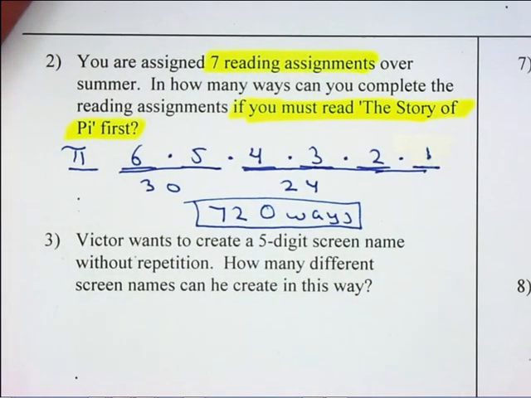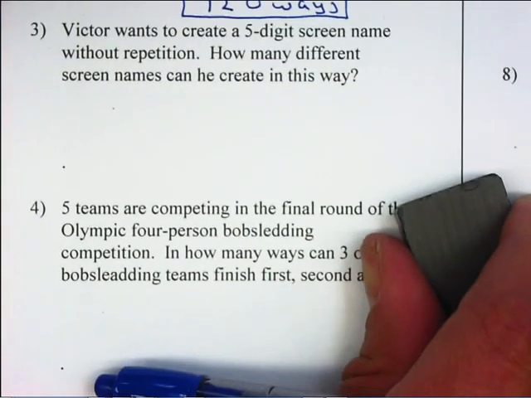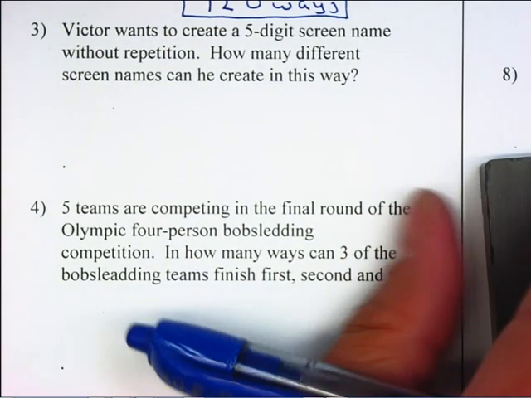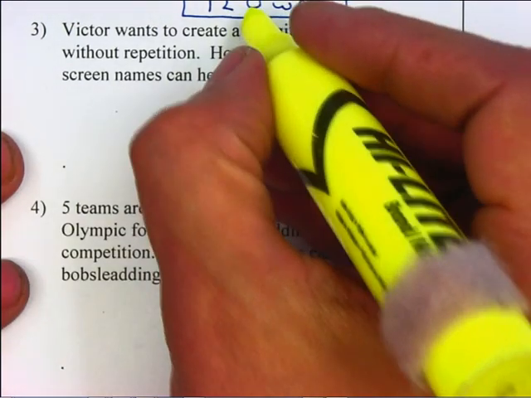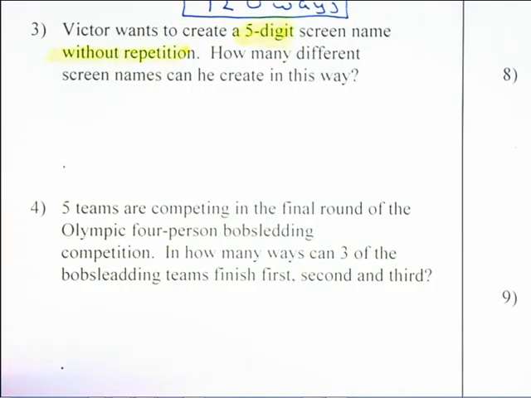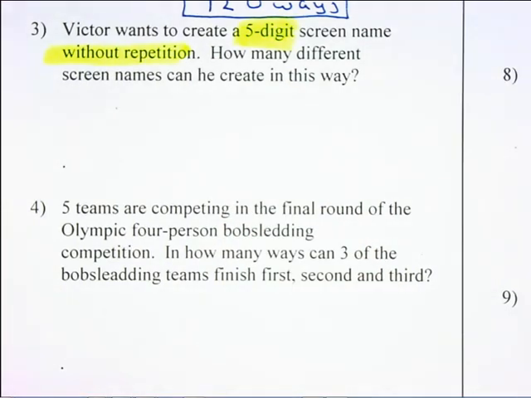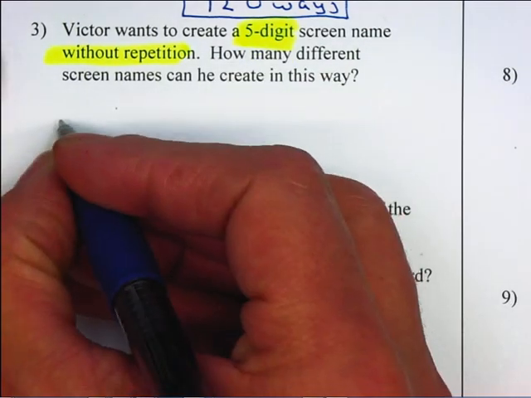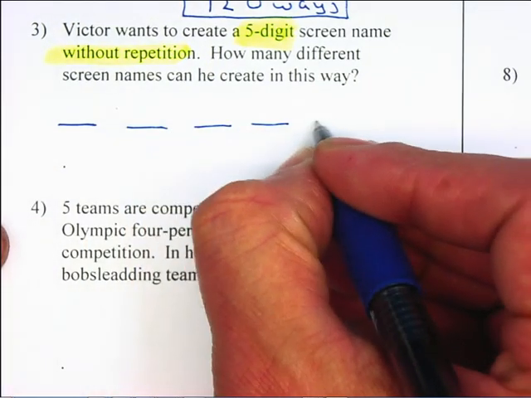Problem number 2. Let's go and read the problem together. It says, Victor wants to create a 5-digit screen name without repetition. So we have a 5-digit screen name without repetition. How many screen names can he create in this way? So we're going to end up with 5. Once again, we are selecting 5 different digits.